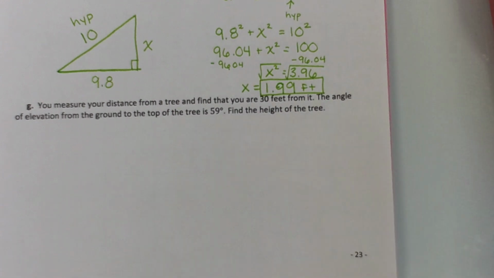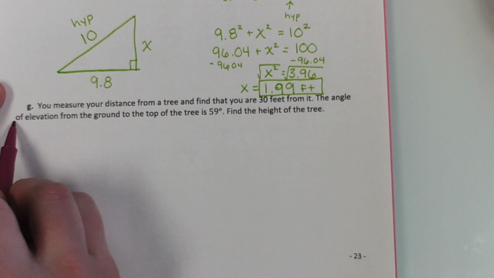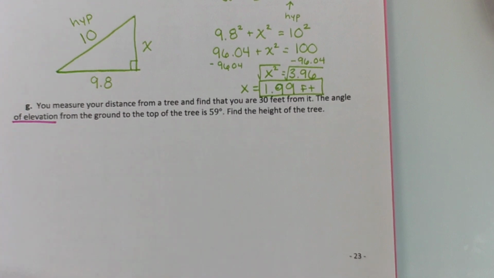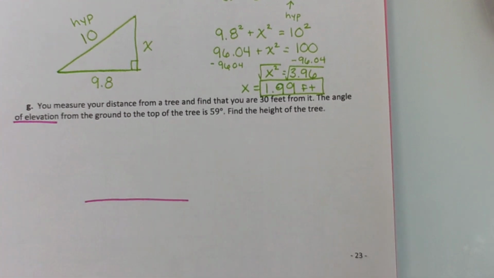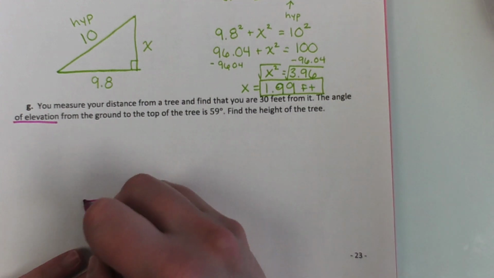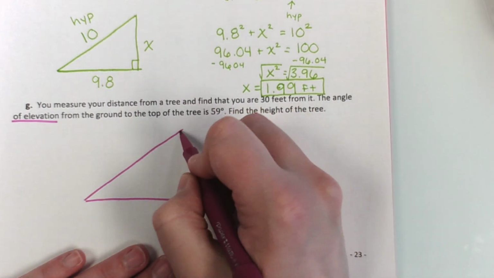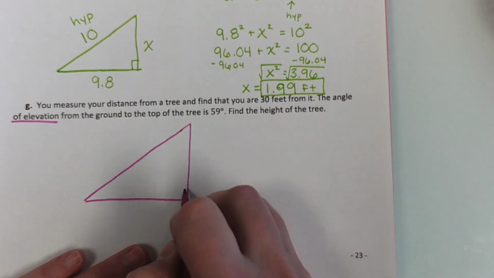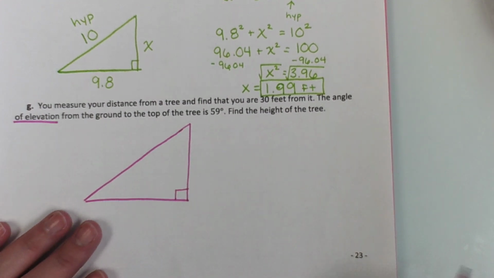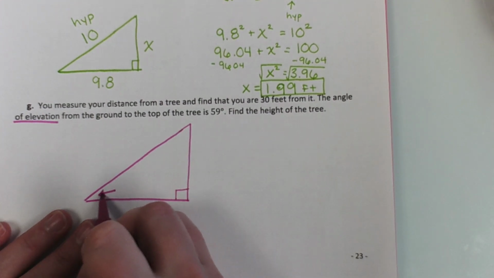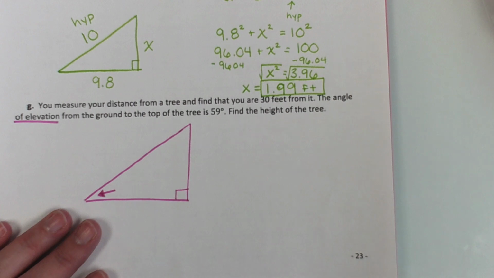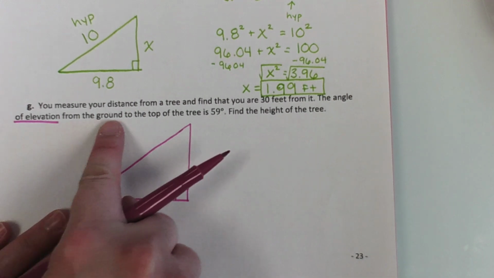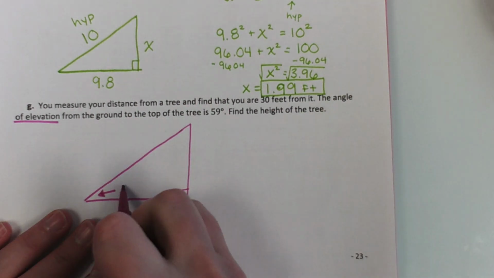Okay, final problem. You measure your distance from a tree and find that you are 30 feet from it. The angle of elevation. Horizontal which way? Up. We're above the horizontal. Angle of elevation is always next to the horizontal. That angle of elevation from the ground to the top of the tree is 59 degrees.